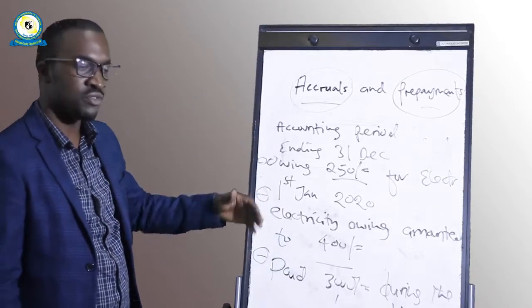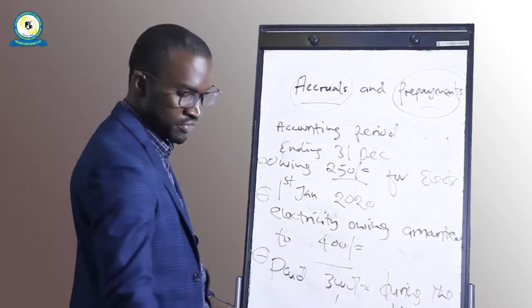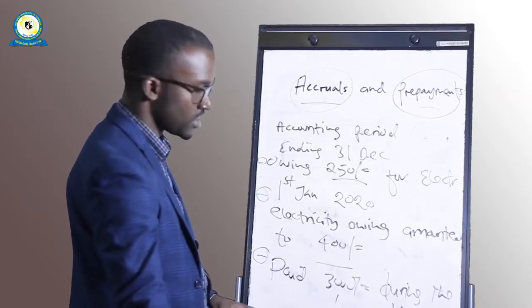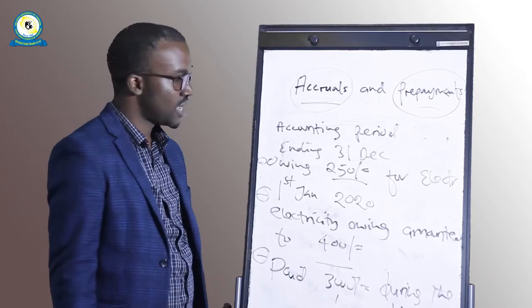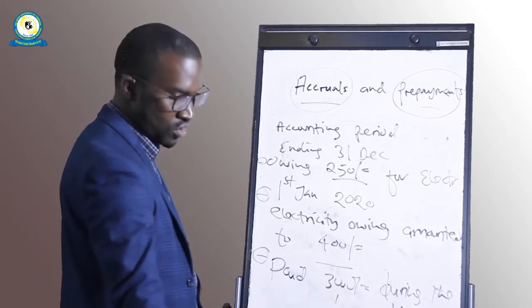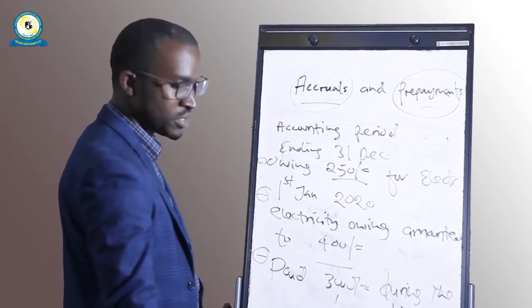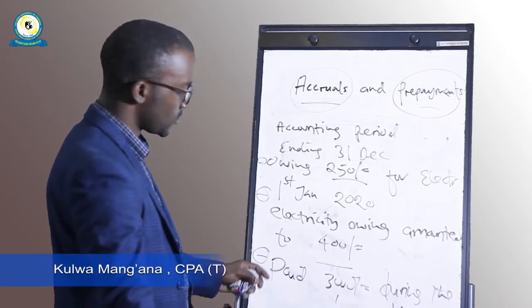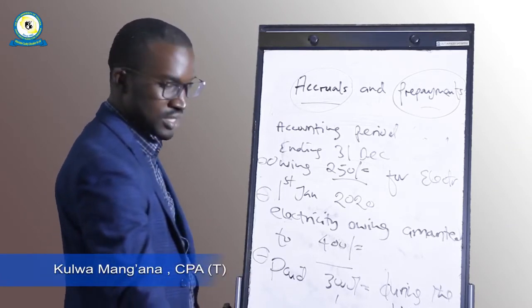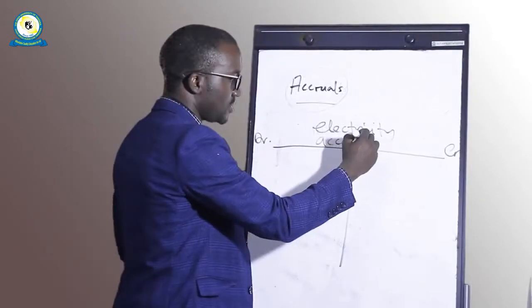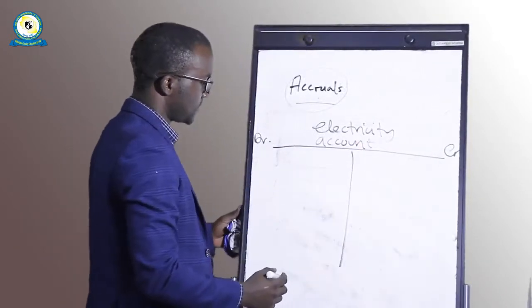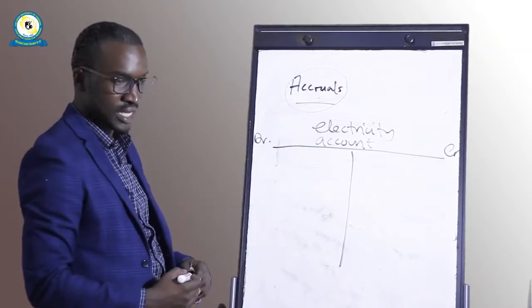Now, referring to the definition of accrual, when we were defining accrual, we said it is an estimate of money that is owed and which has not been paid. Okay. So now let us see the accounting treatment of this. Now this is the electricity account. As I've said, we have debit and credit side.